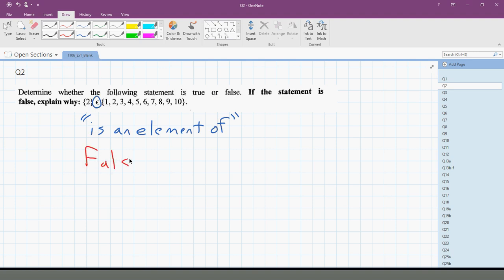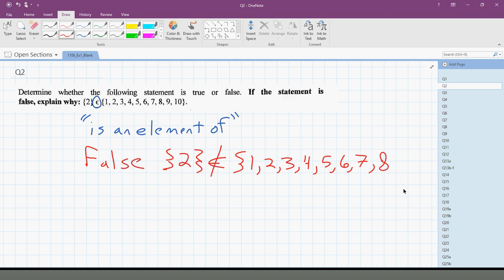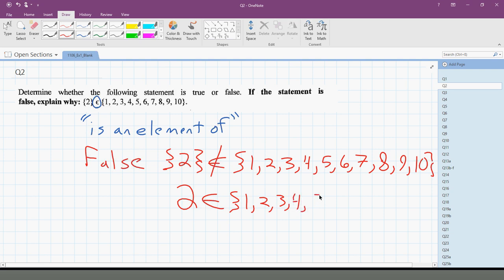This is false. The set 2 is not an element of 1, 2, 3, 4, 5, 6, 7, 8, 9, 10. Or another way, what you said was very right on the money. You could say 2 is an element of the set. Two is an element, not the set 2. So just by saying false and that 2 is an element of it, not the set 2, it's perfect.